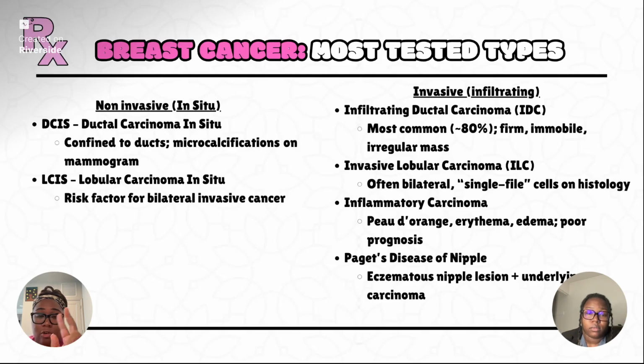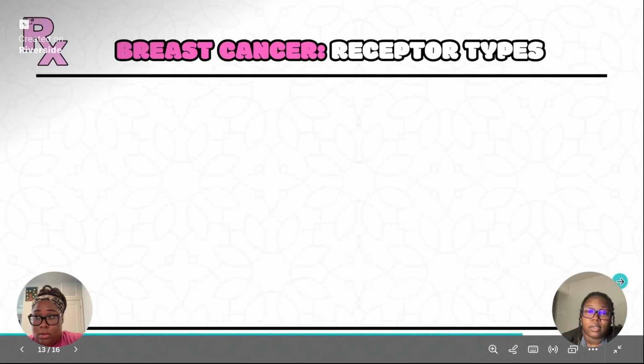And then also, the main things that you're going to want to pick out of this slide are the infiltrating ductal, the inflammatory carcinoma, and the Paget's disease. Those are the top three tested, but it's still good to know all of these because, again, these topics were part of that PANCE blueprint, so they're fair game. You might not see them as much, but they could pop. Absolutely. All right.